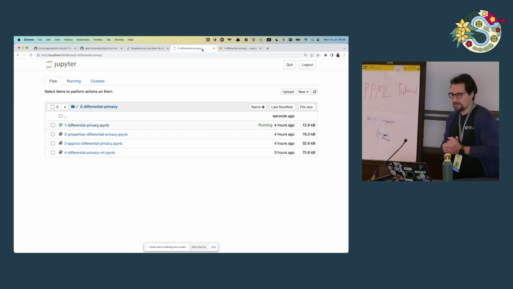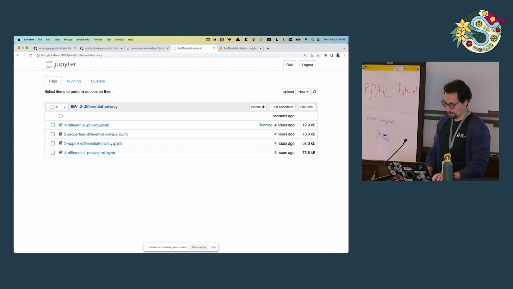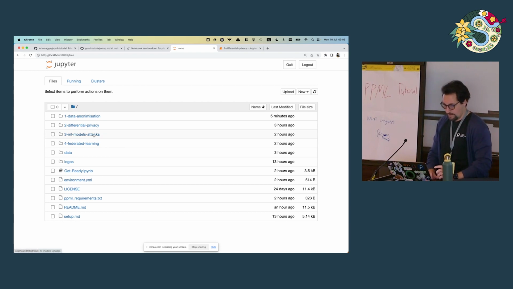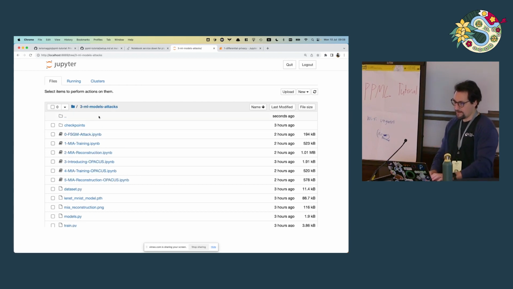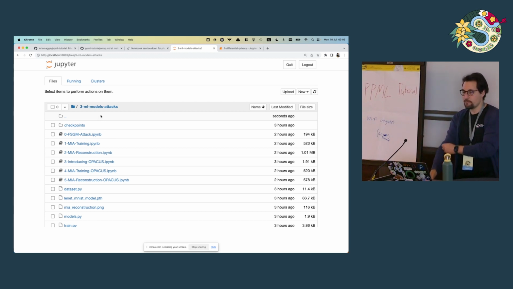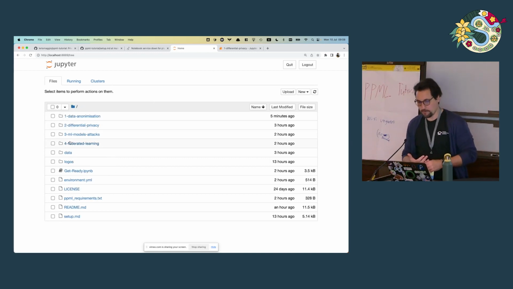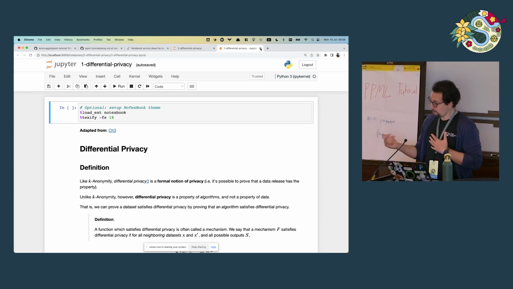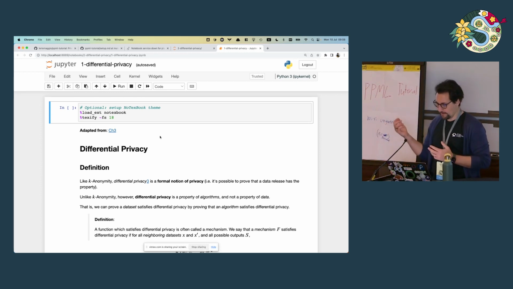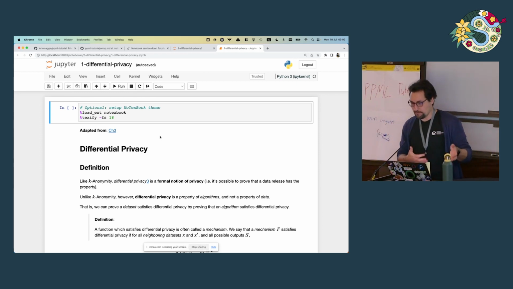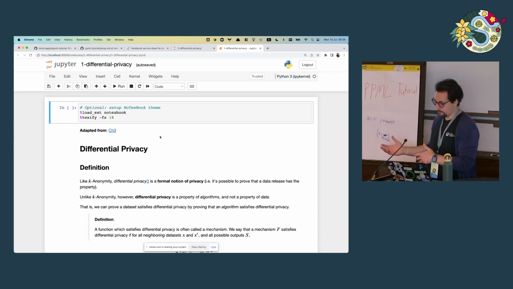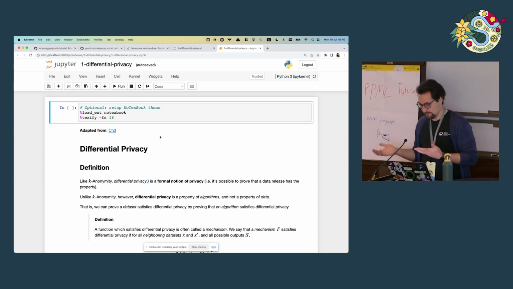All right, let's start by introducing differential privacy. Like k-anonymity, differential privacy is indeed a formal notion of privacy. So it's possible to prove that a data release has a privacy property. But unlike k-anonymity, differential privacy is a property of the algorithms and not a property of the data. So if you want to prove that a dataset satisfies differential privacy, you have to prove that the algorithm used to generate the data satisfies differential privacy.